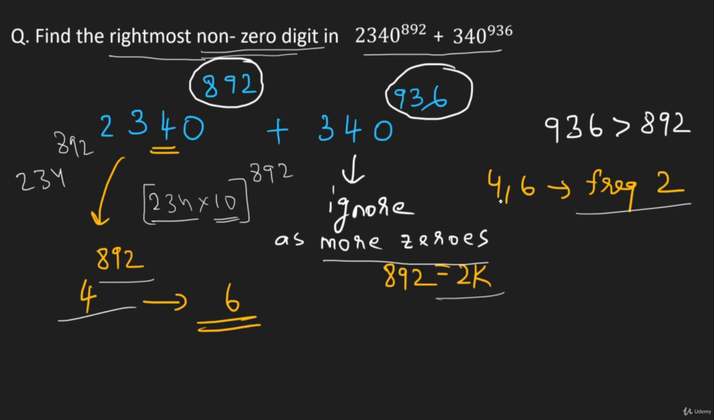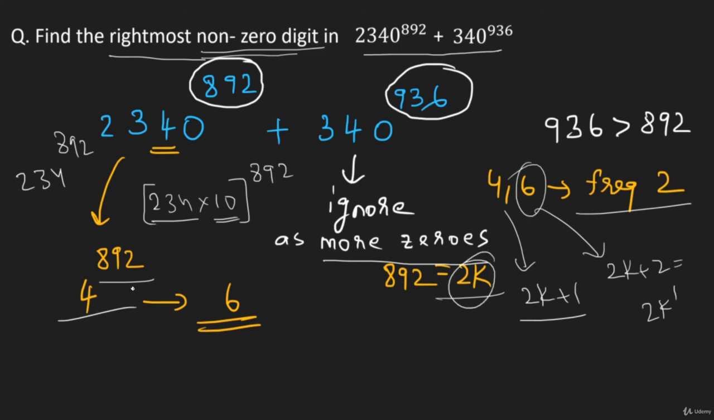The cycle is 4 and 6. So if you have 2k plus 1, the unit digit would be 4, and if you have 2k plus 2, or that's the same as 2k, you will have your unit digit as 6. Because 892 is of the form 2k, 4 to the power 892 will have 6 in its unit digit.